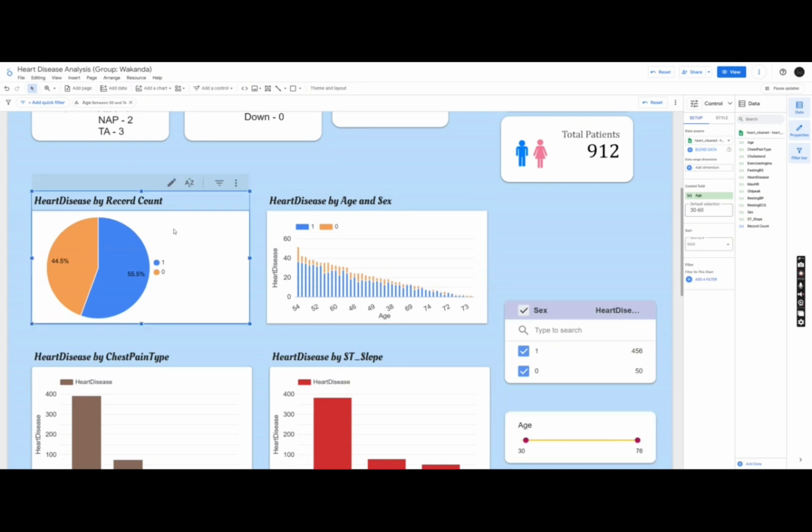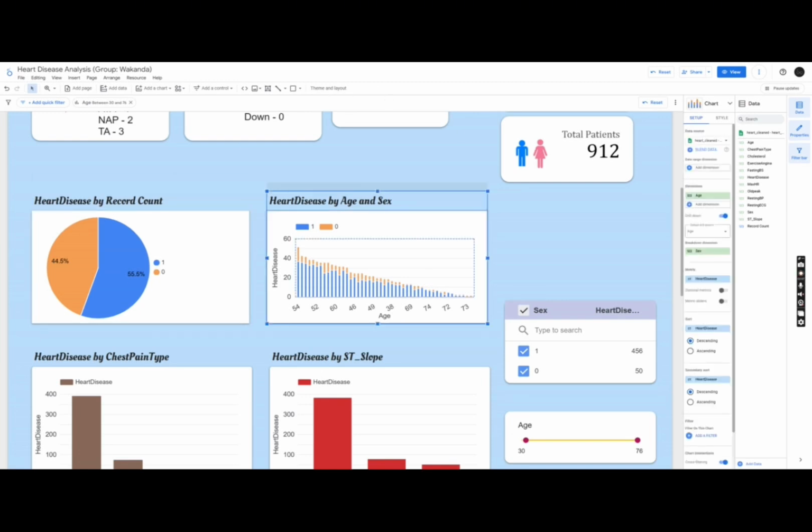Looking at the heart disease by record count pie chart, we can see that around 58.1% of the patients have heart disease and 42.9% do not. This indicates that more than half of the patients in this dataset are affected, which makes further analysis critical. And the heart disease by age and sex bar chart shows how heart disease is distributed across different age groups and between sexes. From this, we can see that heart disease tends to affect people across a wide age range, but there is a higher concentration in the mid to late age groups.